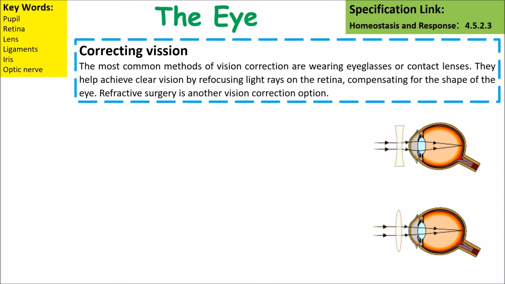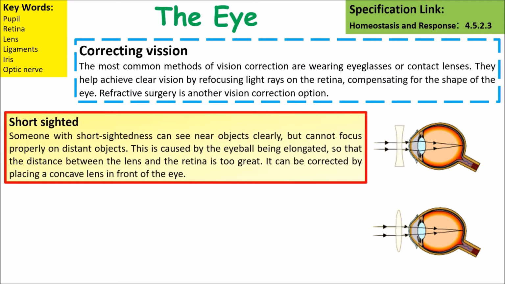The most common methods of visual correction are wearing glasses or contact lenses. They help achieve clear vision by refocusing the light on the retina and compensating for the shape of the lens in the eye. Someone with short-sightedness can see objects clearly when they're near them, but cannot properly focus on them when they're distant. This is caused by the eyeball being elongated so that the distance between the lens and the retina is too great. It can be corrected by placing a concave lens in front of the eye.